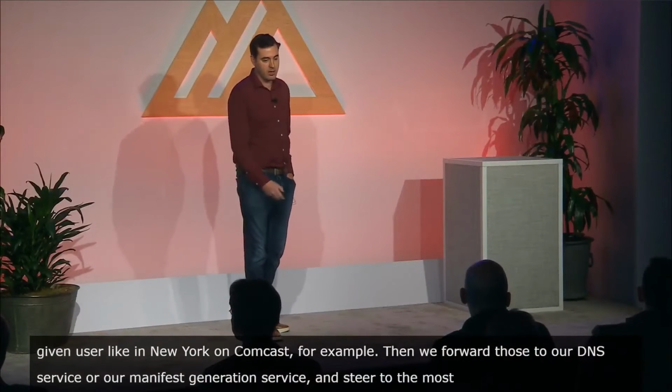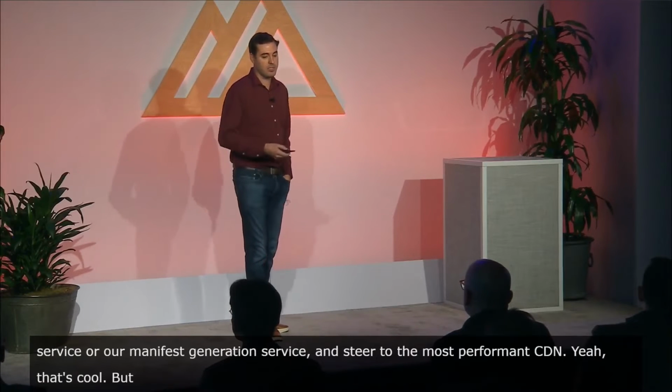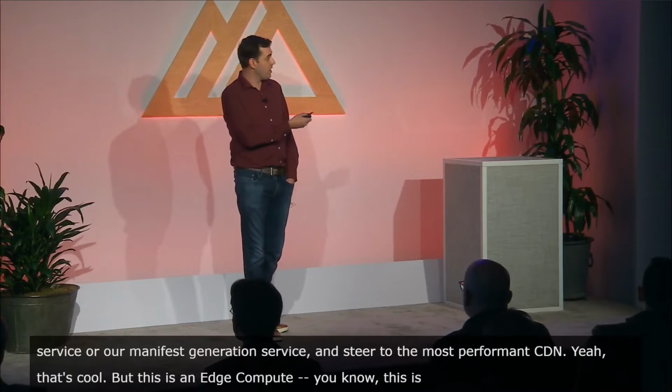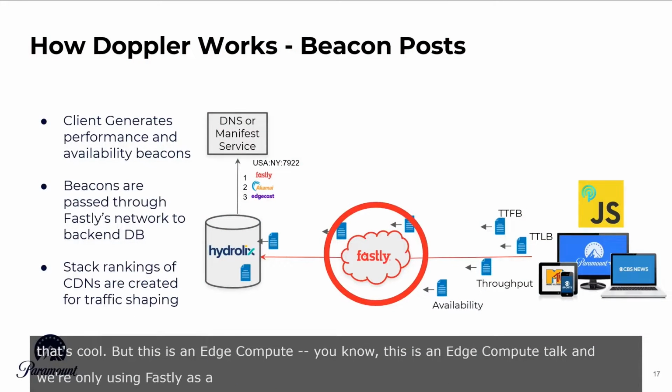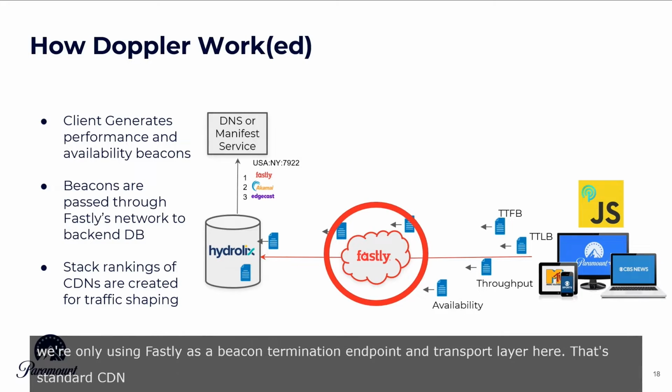So you may be thinking, okay, yeah, that's cool, but this is an edge compute talk, and we're really only using Fastly as a beacon termination endpoint and transport layer here. That's just standard CDN stuff. And you'd be right. This is how Doppler was originally designed, but we actually ran into a few challenges.